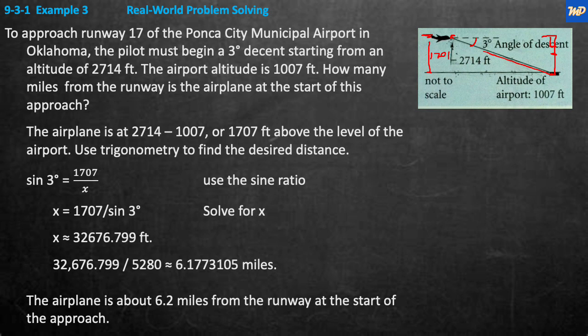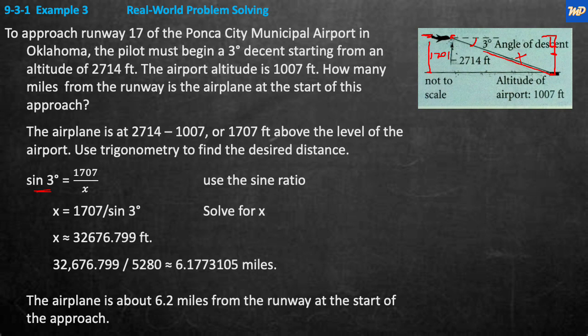So in order to do that, we're going to take the sine of 3 degrees right here in the problem, and we're going to say 1707, that's this distance from the ground to the airplane, divided by the hypotenuse, which is x. We're going to call that x. Okay? This is the sine ratio we're using.